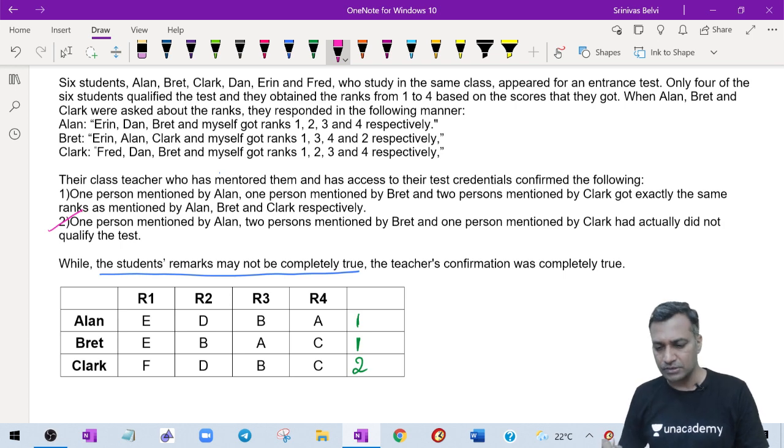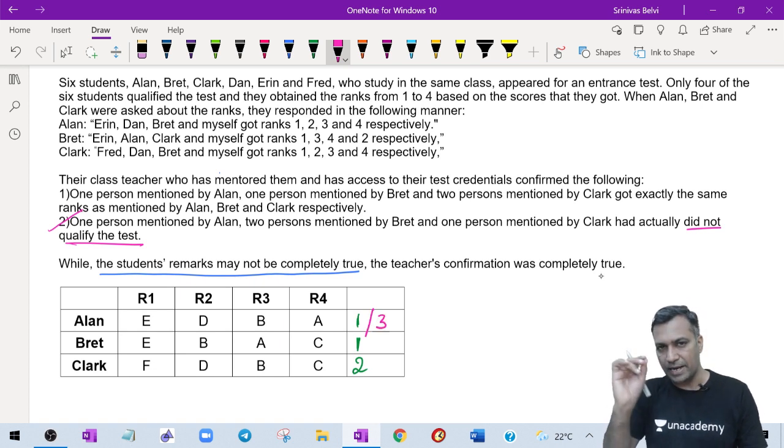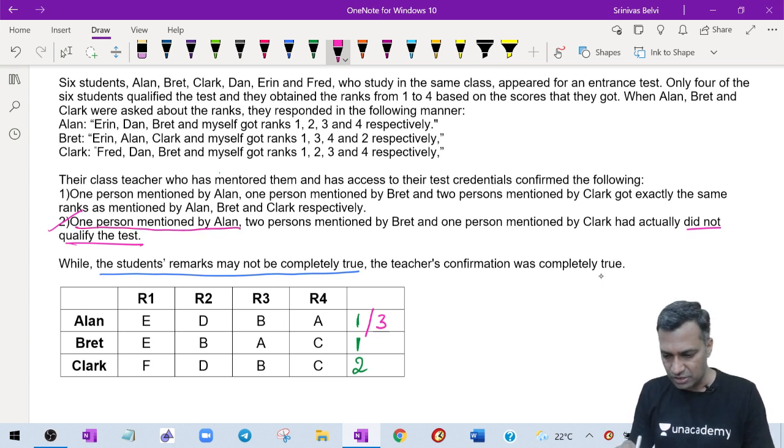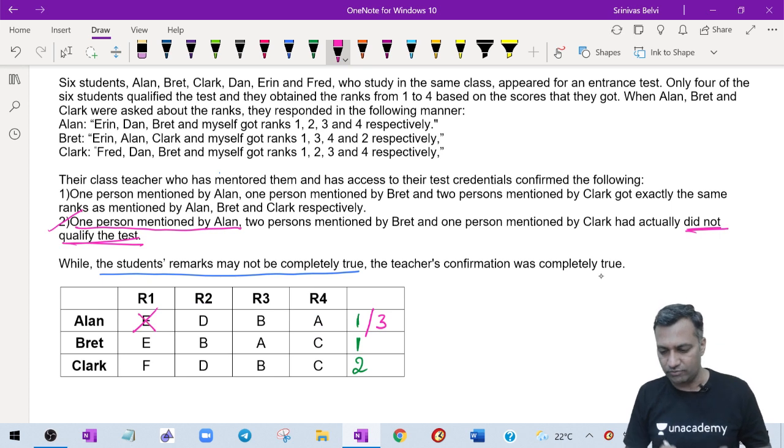Second, one person mentioned by Alan did not qualify the test, which means, listen to this very carefully, three people mentioned by Alan qualified. So now read only this: one person mentioned by Alan did not qualify the test. He mentioned four people. Out of this, one of them did not qualify. Assume that he did not qualify, which means the remaining three have qualified. But is it he? That I don't know. I'm just explaining it. It could be even this. Say D did not qualify, which means the remaining three have qualified.